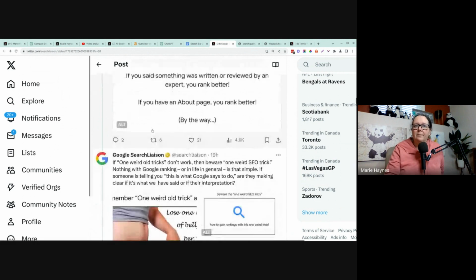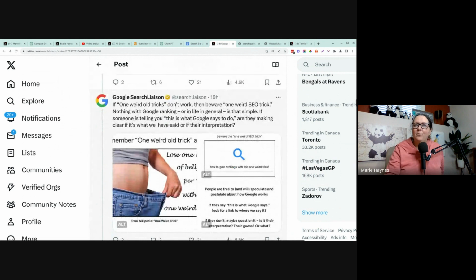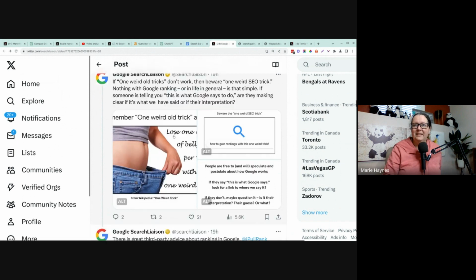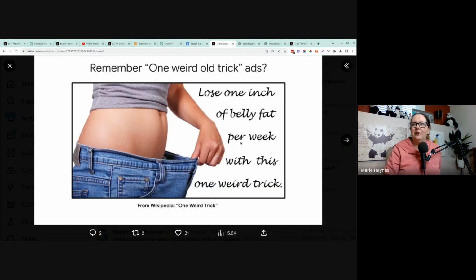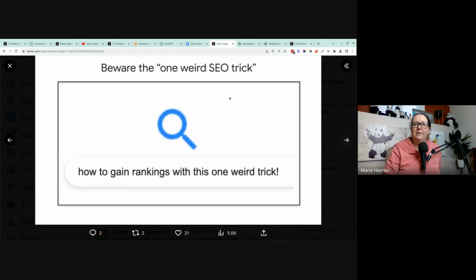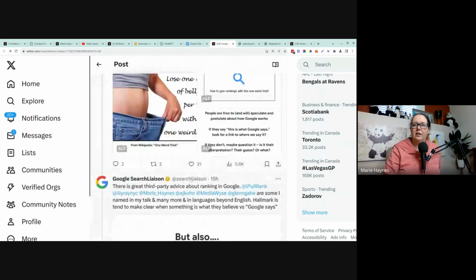Okay, well, yeah, about page. If one weird tricks don't work, then beware of one weird SEO trick. Nothing with Google ranking or in life in general is that simple. If someone's telling you this is what Google says to do, are they making it clear that that's what they've said, or this is their interpretation? One weird trick. All right, good to know. Beware of that one weird SEO trick.